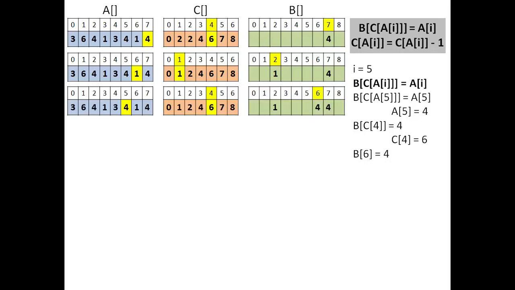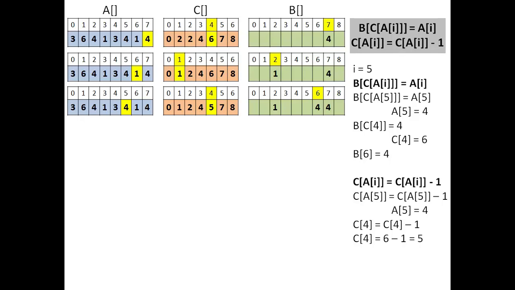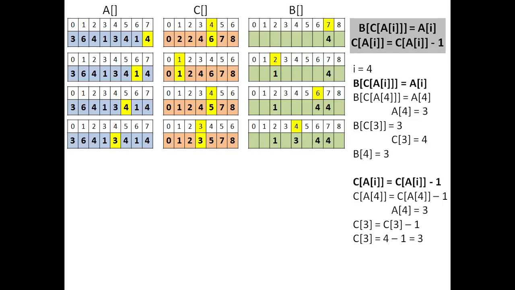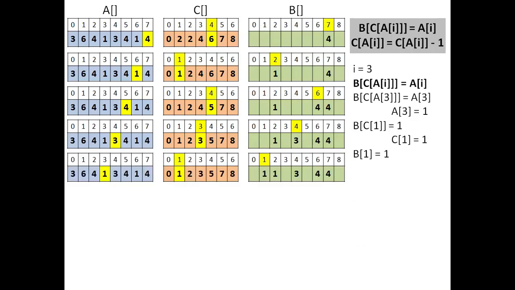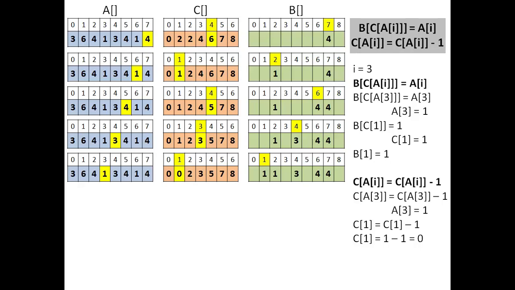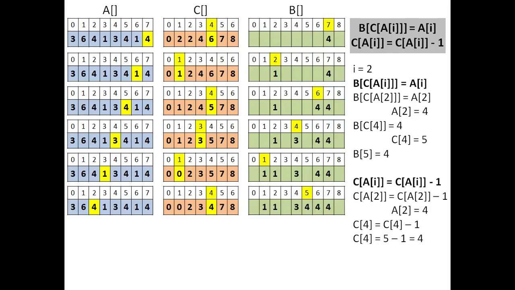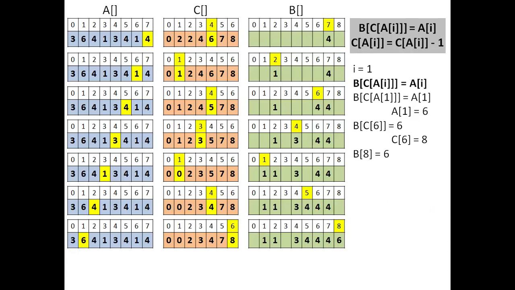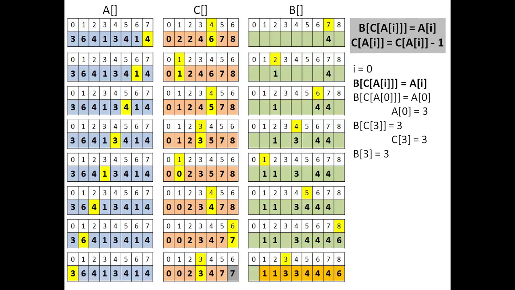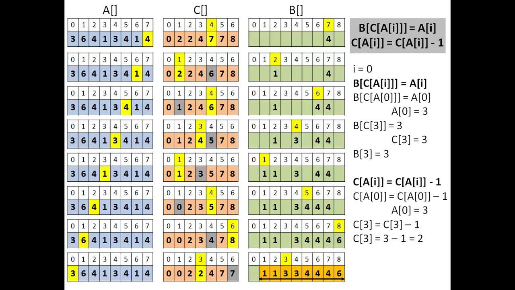For i equal to 5, we have A5 equal to 4 and C4 equal to 6. Thus, B6 becomes 4 and C4 becomes 5. In a similar way, all the elements of the original array A get sorted, and the final sequence can be obtained in the array B as is shown in this example.